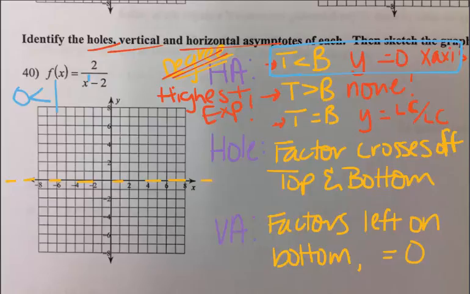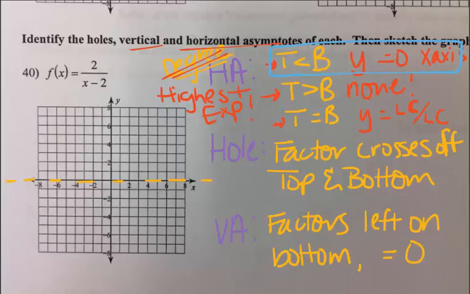Another thing that we had to look for, what if there was a legit hole in the graph? Like it just had a spot taken out. It looks like someone just pulled a point right off the graph and left it blank. That happened if there was a factor that was the same on top and bottom, like an x plus 2 and an x plus 2. X minus 7 over x minus 7. An x over an x.